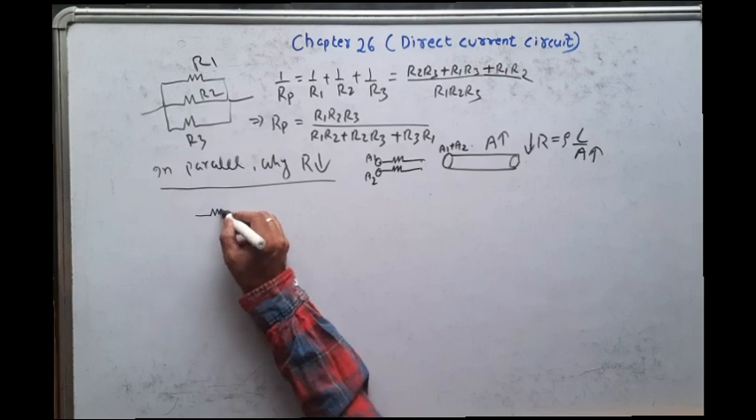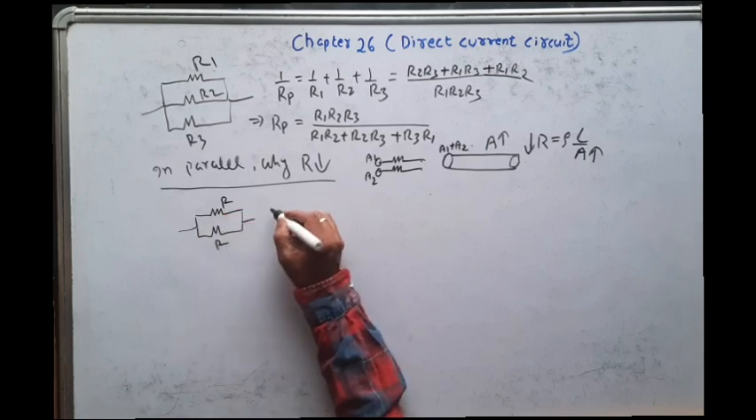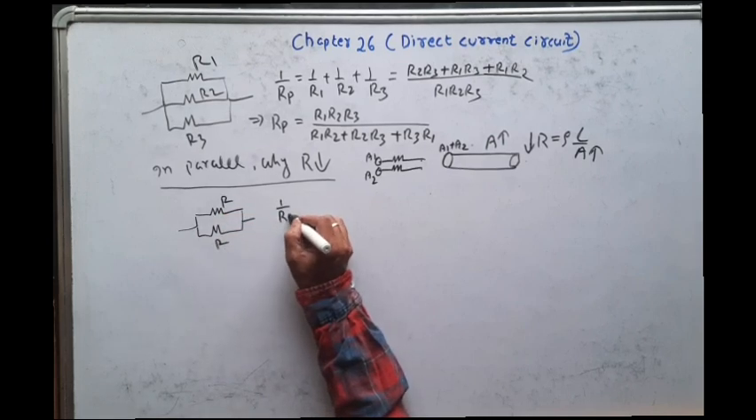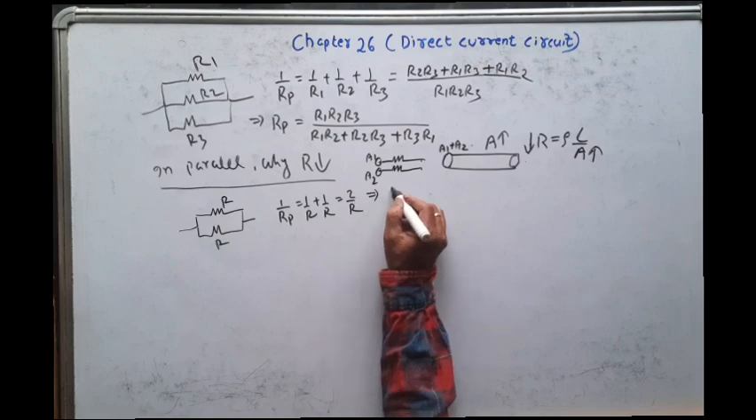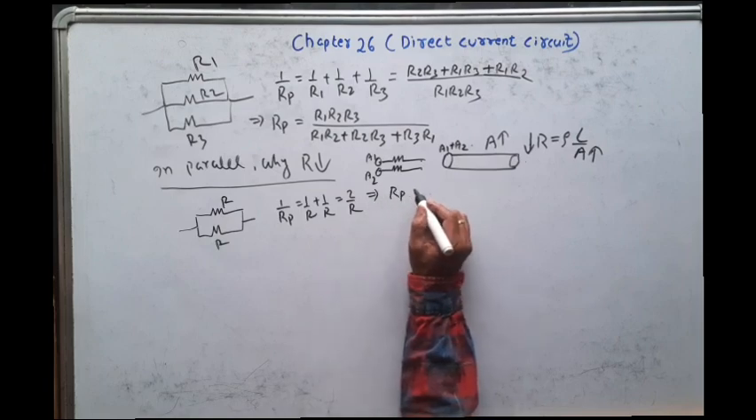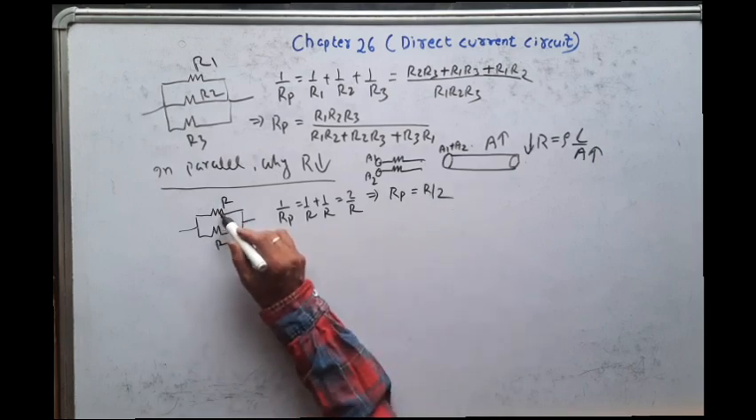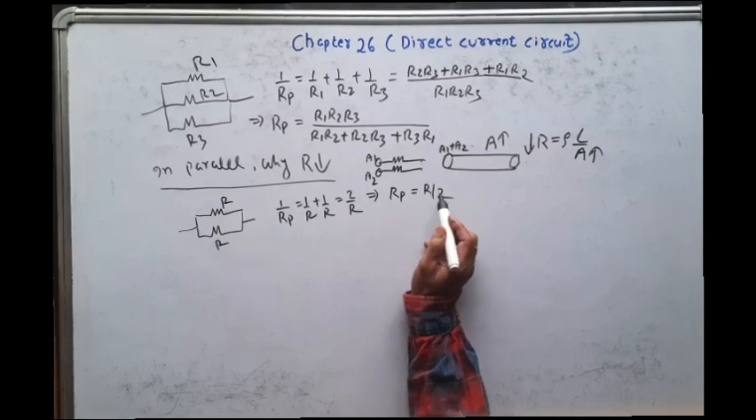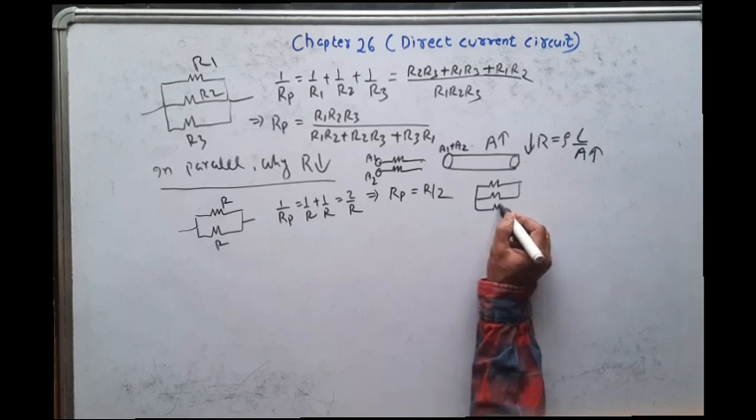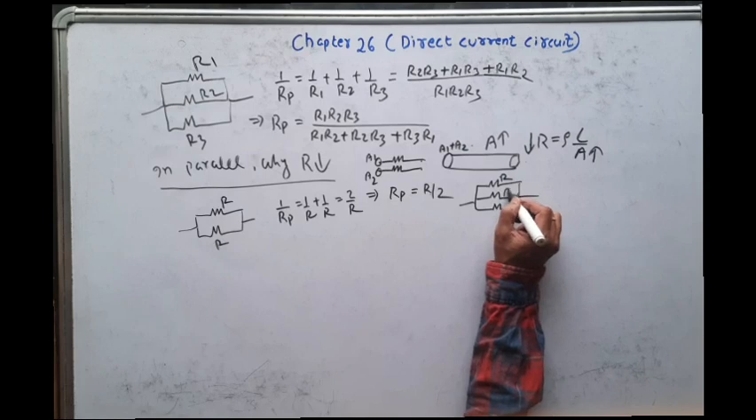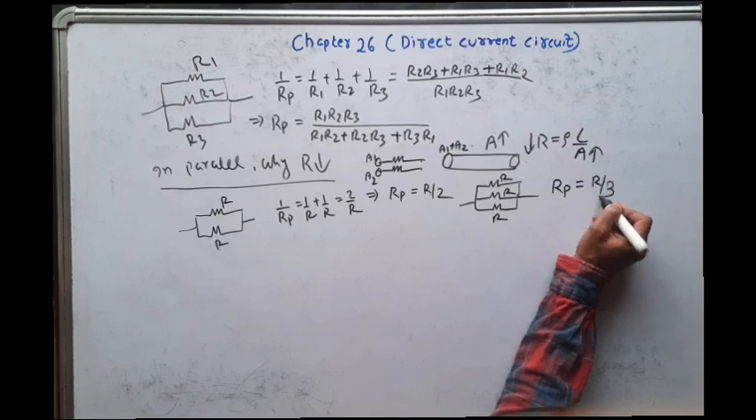Another thing is that suppose you take two identical resistors R and R, both connected in parallel. Then what is the equivalent resistance? It is 1 by R plus 1 by R, that is 2 by R. So from this we can say the equivalent resistance in parallel is R by 2. So if two identical resistors are connected in parallel, the equivalent resistance will be half of the individual. Similarly, if we connect three identical resistors, of the same value R, R, R, in parallel, then what is the equivalent resistance? It is nothing but R by 3.